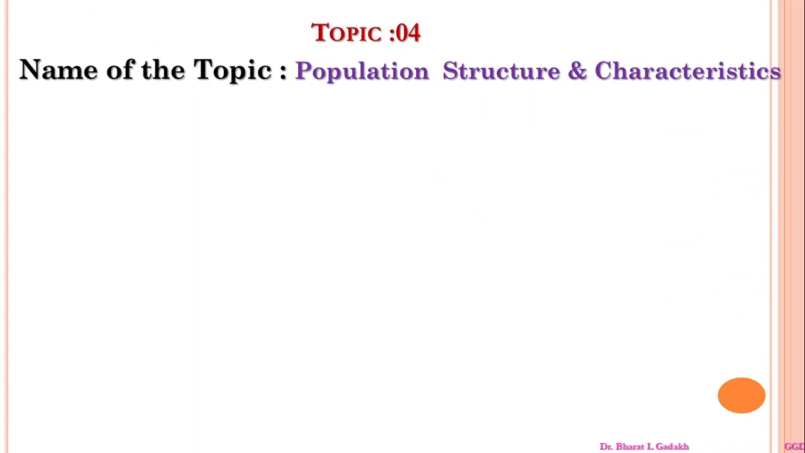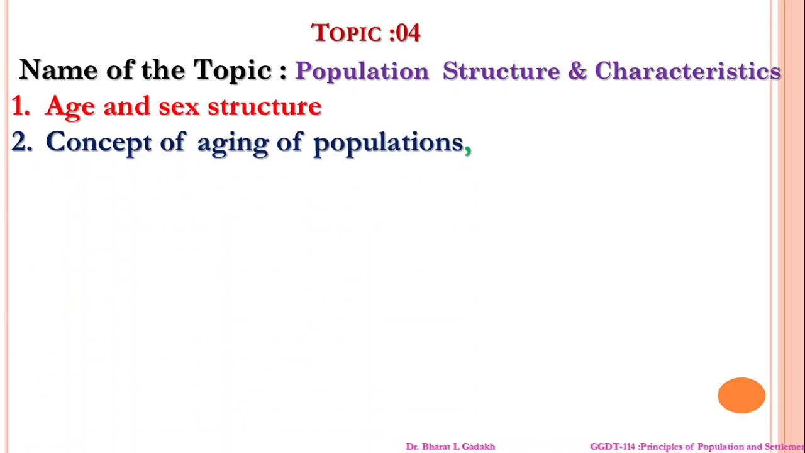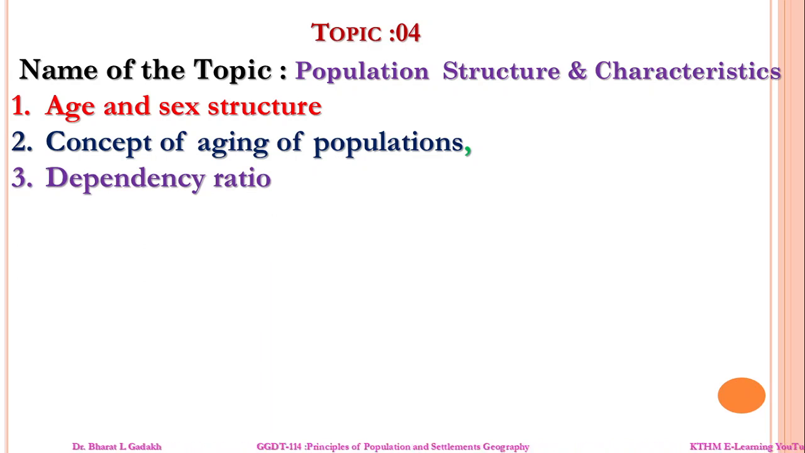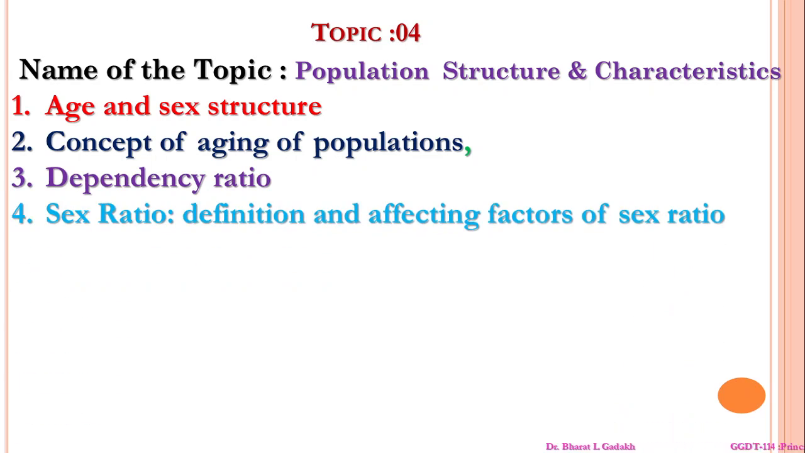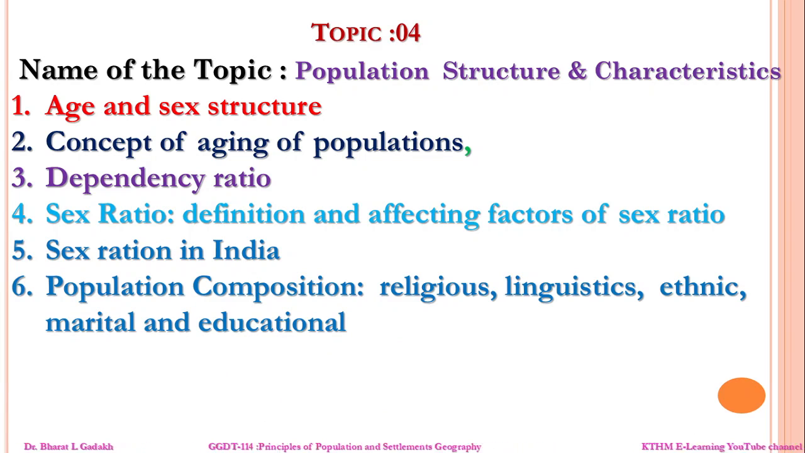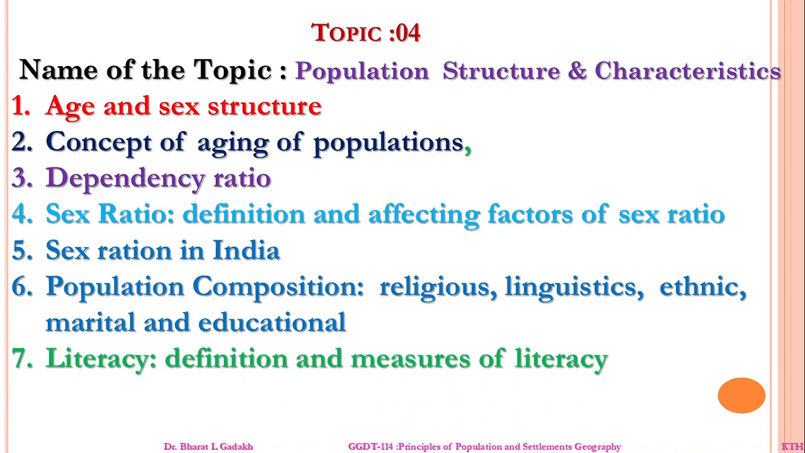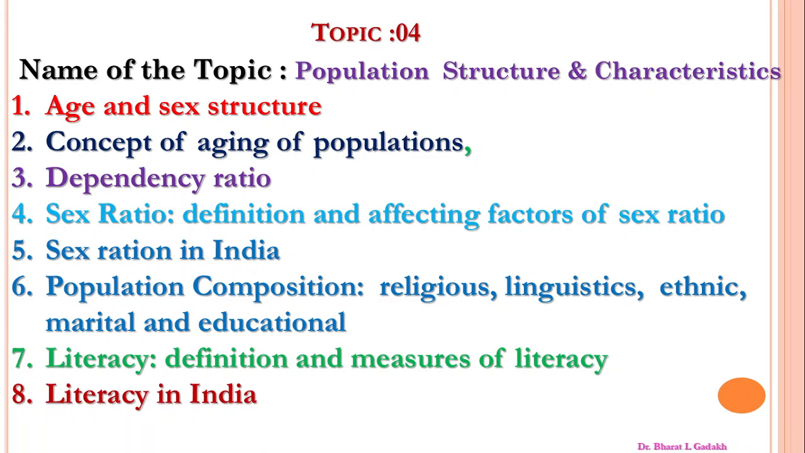Now students, this is topic number 4. The topic name is population structure and characteristics. In this topic, the first point is age and sex structure, the concept of aging population. In the last lecture we discussed the aging population. Today's topic is the dependency ratio. The fourth point is sex ratio: definition, factors affecting the sex ratio, and sex ratio in India. Population composition: religious, linguistic, ethnic, marital and educational. Literacy: definition, measures of literacy and literacy in India. This is topic 4.